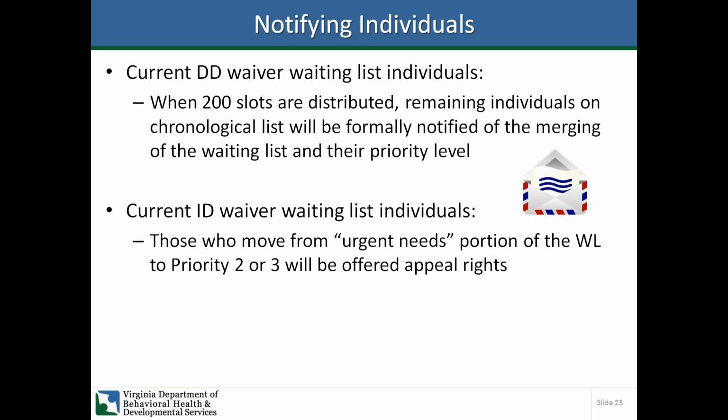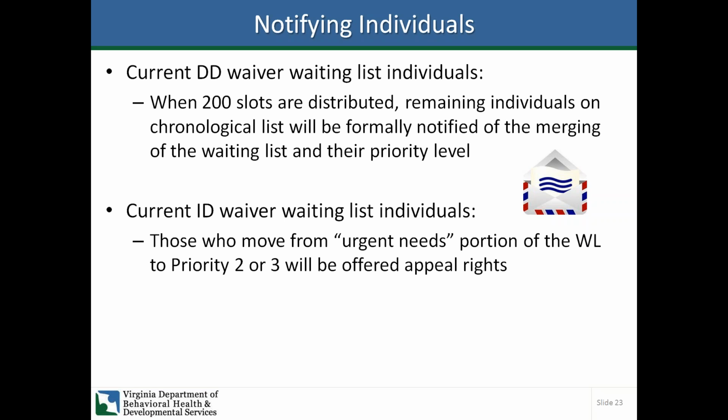We wanted to wait until those slots were distributed because we're likely going to be reaching further down than number 200 on that chronological waiting list, because we've already had some individuals, as we've reached out to them, we found out that they either died or they moved out of state or they may be declining the slot or whatever. So we will likely be serving more than 200 individuals, and then whoever is remaining will be notified of the merging of the waiting list.